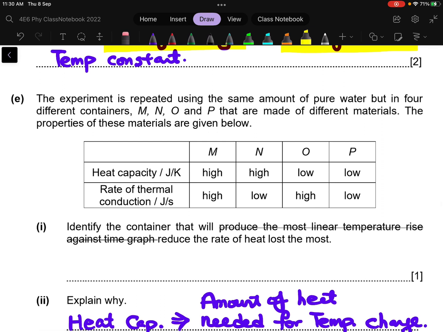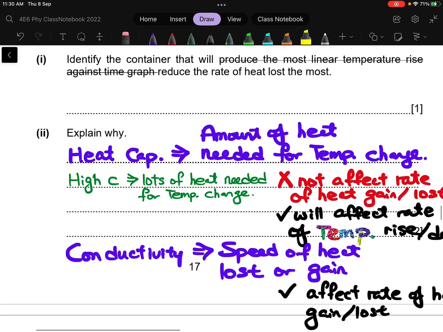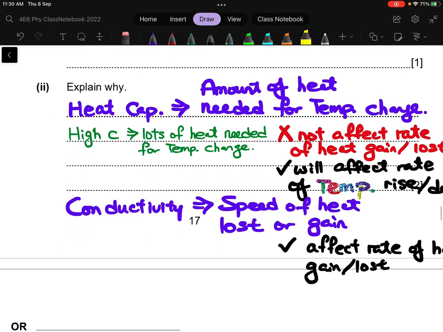Okay, for part E, you are supposed to tell me which is the best container. Actually, when I set this question, there's only one answer. But as I continued to mark your paper, I realized that actually all 4 can be a good answer. So for your part I, as long as you can give me a good reason, I will give you the 1 mark. Now, what kind of reason am I looking at?